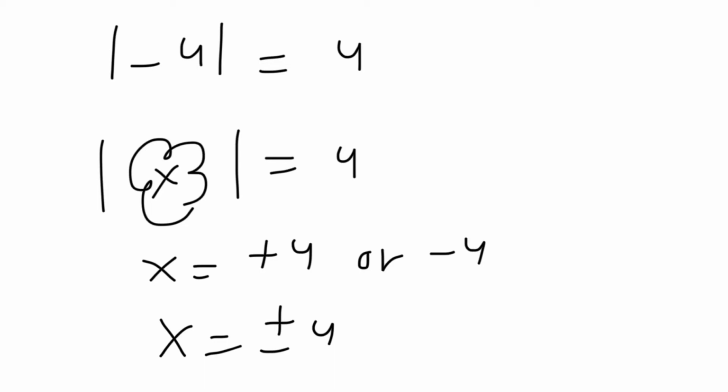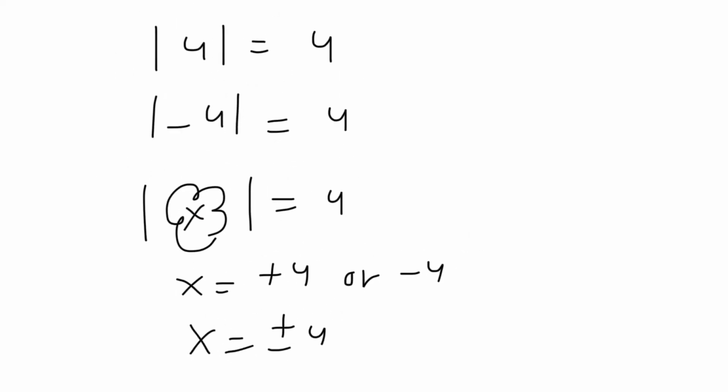So from here came this rule. If you have the absolute value of x equal to a positive number, then x itself, which is inside the absolute value, could be positive or could be negative. Where does this come from? This comes from the main idea that the absolute value of a positive is positive, and the absolute value of a negative is also positive.